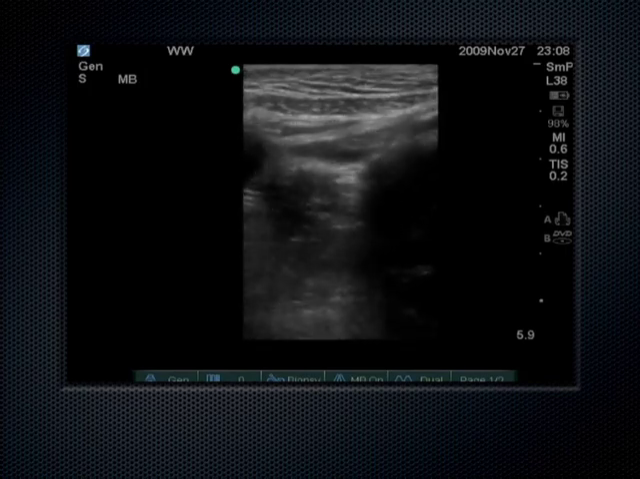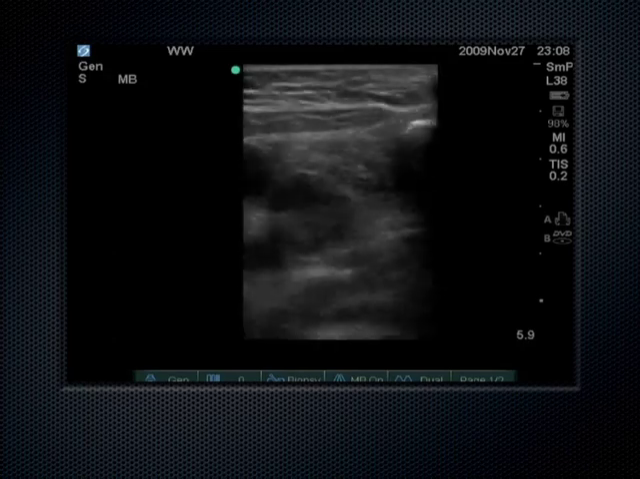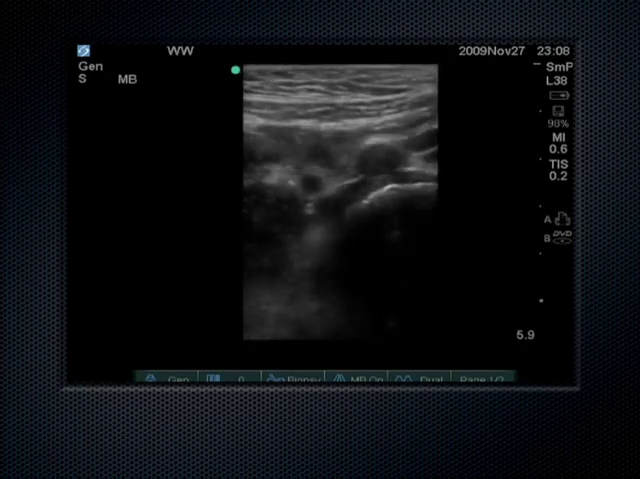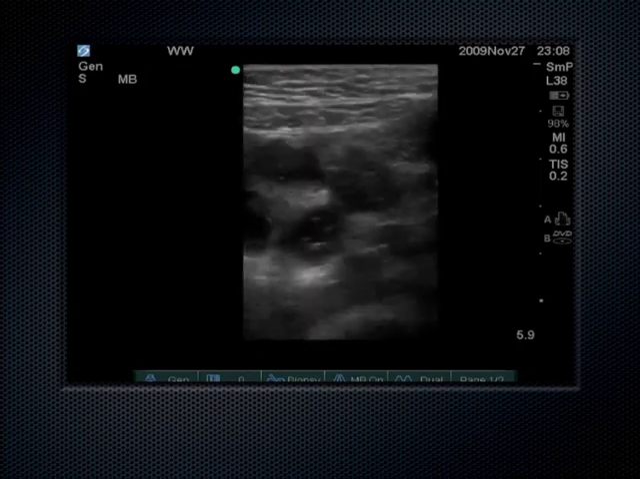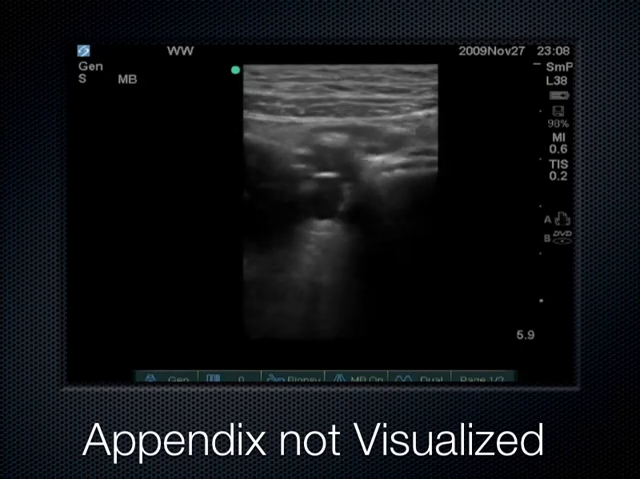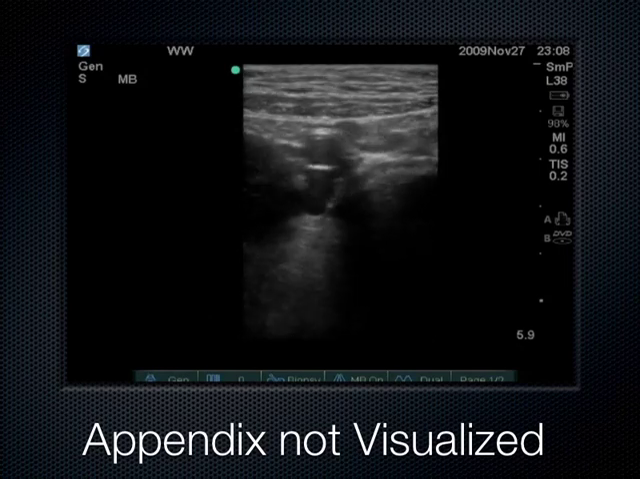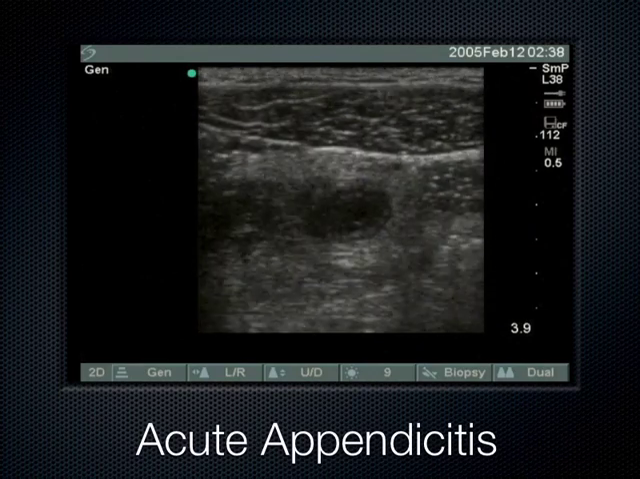the abdominal wall musculature. Now, I know what you're thinking. You're sitting in the audience going, I don't see what the heck he's talking about. I just see some stuff moving around the screen. But when the probe is in your hands, there's some kind of weird feedback loop going on that makes this easier to see. So in this case, it was normal. We didn't see the appendix, and the patient actually ended up getting a CT scan, which was negative for appendicitis. And we called the patient back, and they were fine.